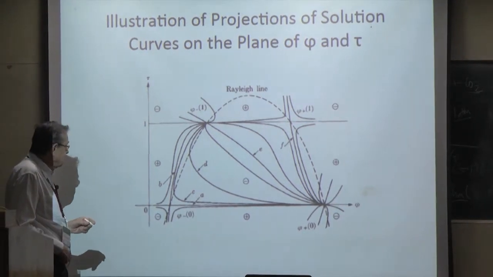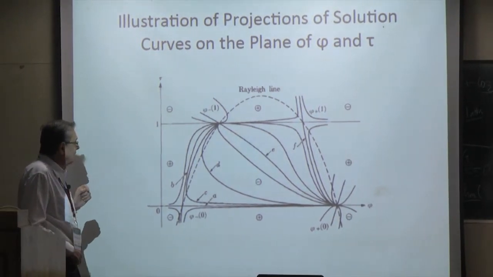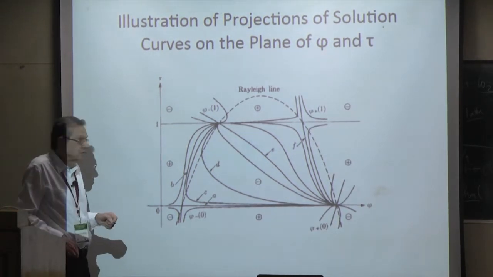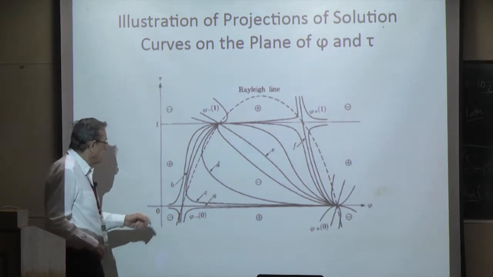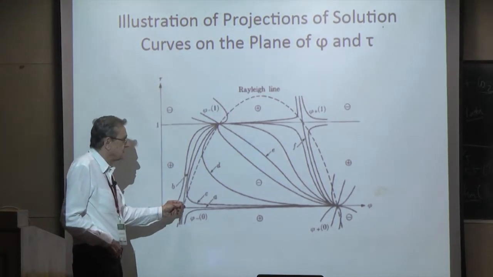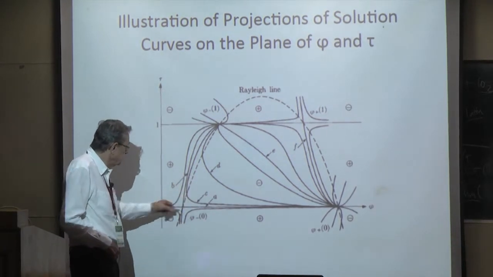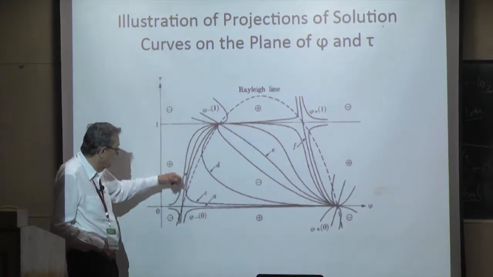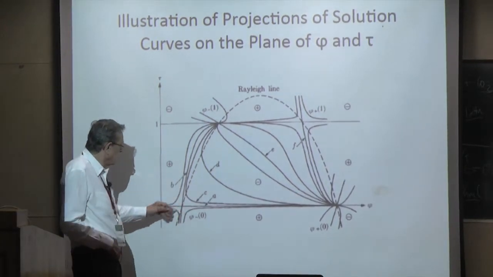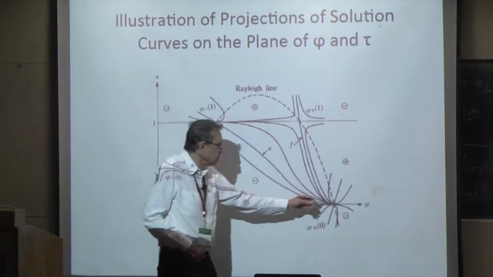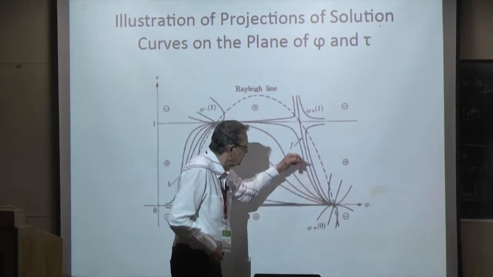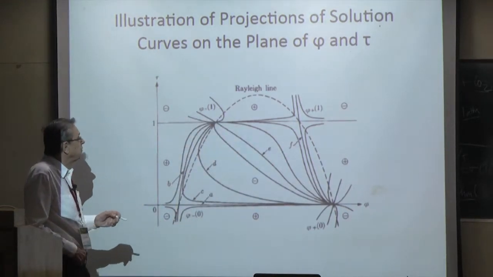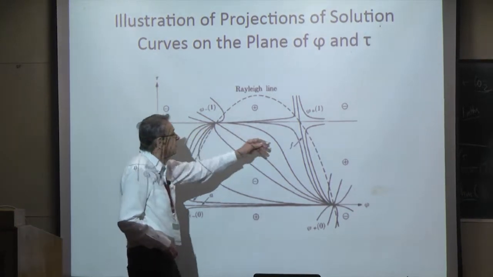So how do these singular points determine the structure of the solution? Well, the important thing is the character of this singularity. This is a saddle point singularity, so that the integral curves expanding about this point give a saddle type behavior. This is a nodal singularity. Lots of curves go into that singularity. So this is a saddle and this is a node.